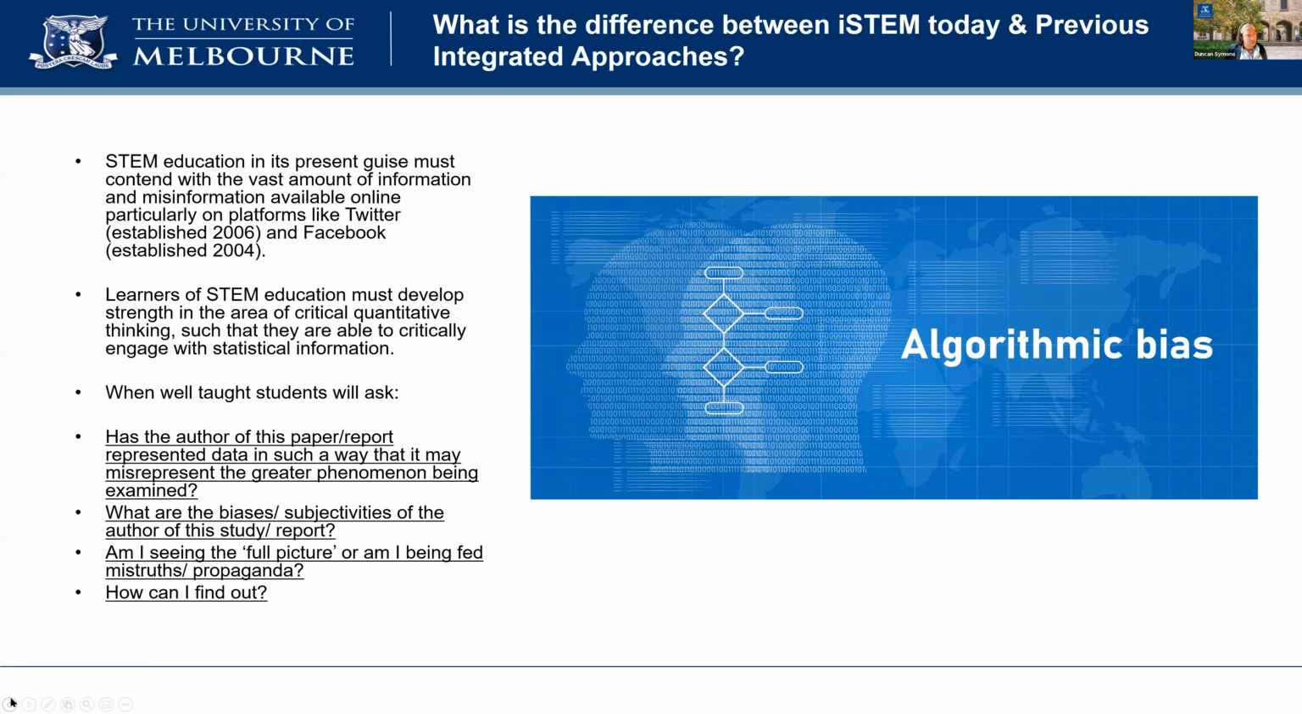which are: has the author of this paper or report represented data in such a way that it may misrepresent the greater phenomenon being examined? What are the biases, subjectivities of the author of this study or report? Am I seeing the full picture, or am I being fed mistruths, propaganda? And how can I find out? They don't have to be phrased in that way, but if the students are asking those sorts of questions, then I think that we're building what I would call STEM literacies.